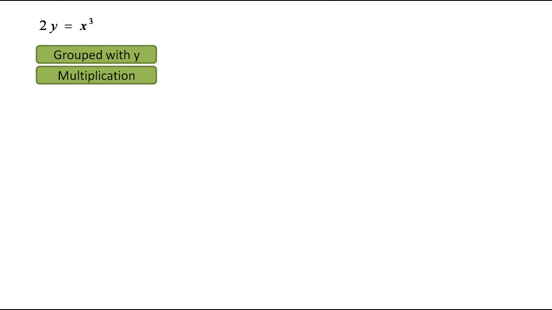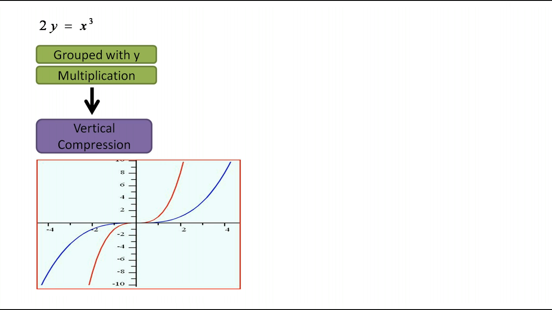Here's an example where we have a 2 that is being multiplied by the y, and that is grouped with the y, so it's going to produce a vertical change, and in this case it's multiplication, so that multiplication is going to indicate that we have a vertical compression. Now if you remember from part 2 again, vertical compression is going to squish the function from top to bottom, making it wider.